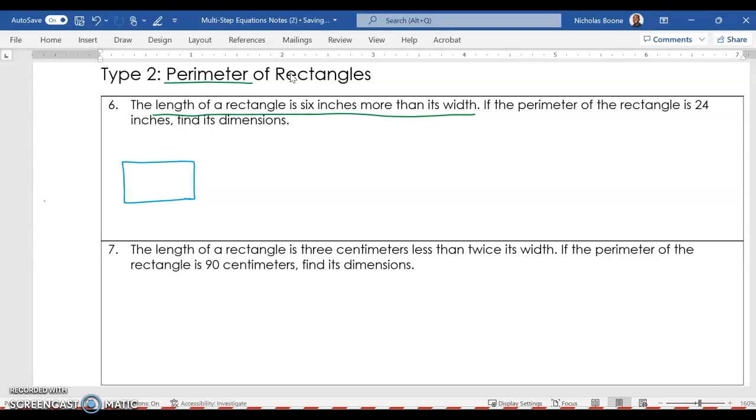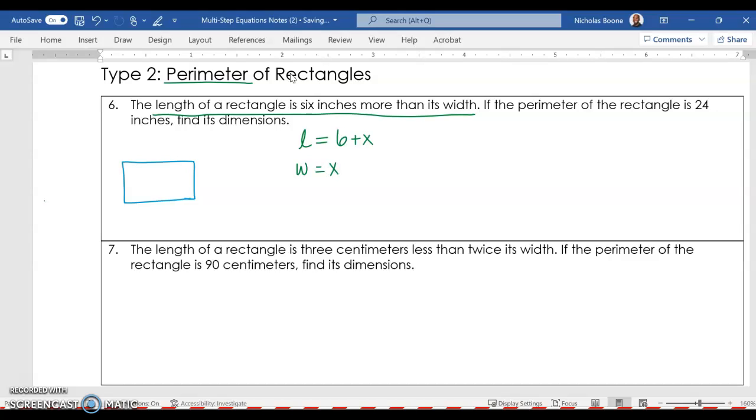So this has to do with some translating here. The length, L, is, so remember, is means equal, 6 inches more than its width. But the question is, do we know what the width is in this problem? We do not. Since we don't know what the width is, we're just going to make L be 6 plus x, because the length is 6 inches more than the width. And then once again, we know that our width is equal to x. We don't know what it is, but we know that our width is equal to x.